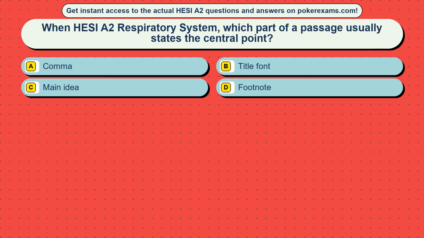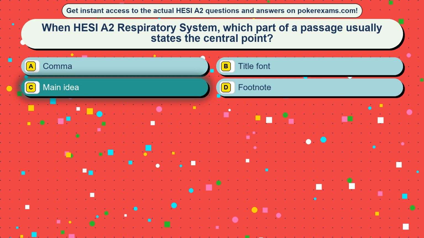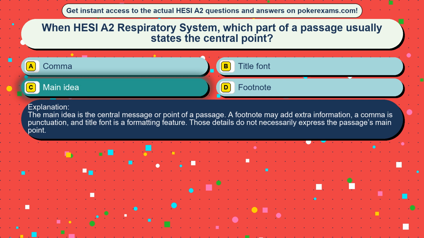Question 19. When HESI A2 Respiratory System, which part of a passage usually states the central point? Option A, comma. Option B, title font. Option C, main idea. Option D, footnote. The correct answer is option C, main idea. The main idea is the central message or point of a passage. A footnote may add extra information, a comma is punctuation, and title font is a formatting feature. Those details do not necessarily express the passage's main point.